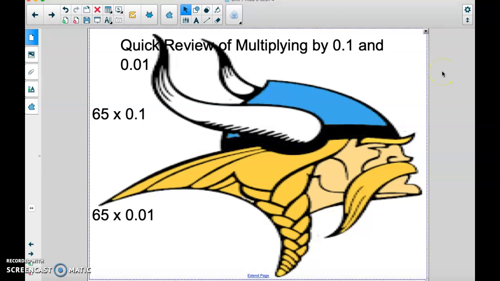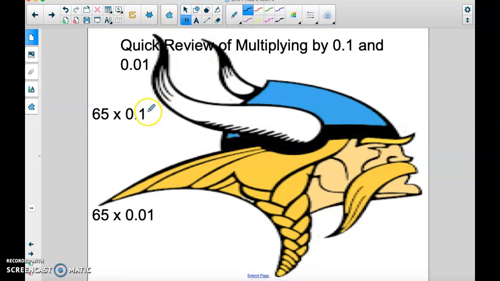So let's quickly review when we were multiplying by 0 and 1/10 and 0 and 100th. If we had 65 times 0 and 1/10, we talked about how it got smaller. And we knew to move it back one place value because there was one place value behind it. So we could think about it like 65 times 1 was 65, and then because there's one place value behind it, we have to move our answer back one place value. So we get 6 and 5/10.